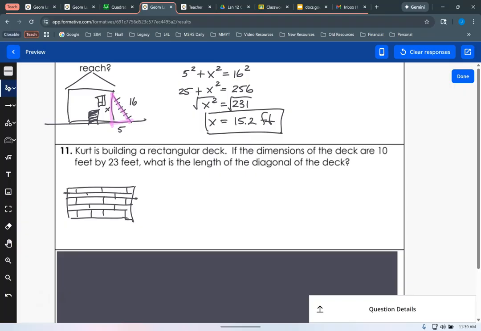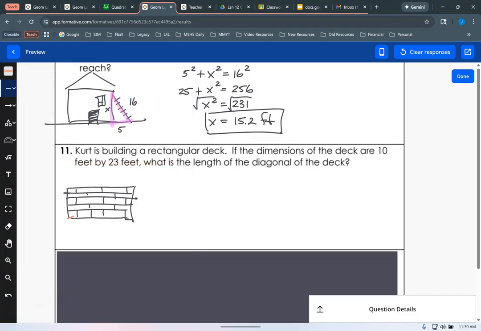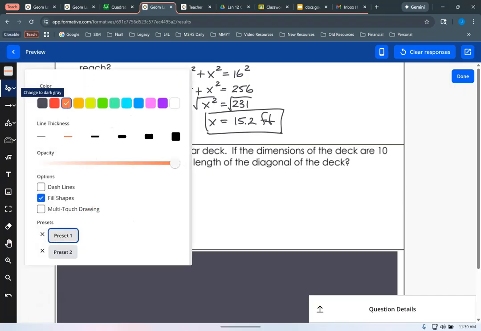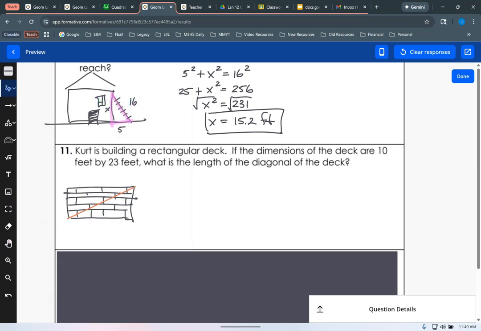Okay, now what we're looking for is the diagonal across the deck, right? We're looking for the diagonal across the deck. So maybe I use a different color just to help myself out here, and I draw a diagonal line like that across my deck. Okay. And then we have our dimensions of 23 feet and 10 feet, and I will let you figure out the rest. Okay?